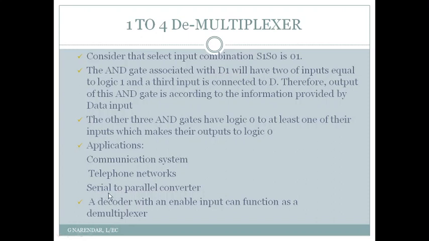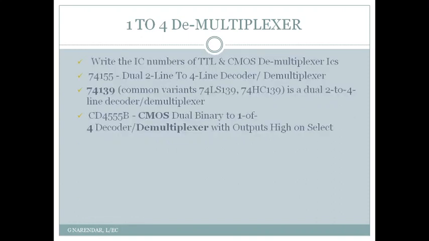At the receiving end, when the data is to be processed by a computer, the serial data received on a single transmission channel should be converted back to parallel, and this can be achieved by using the demultiplexer. So overall, the demultiplexer is very useful in communication systems and telephone networks and in serial to parallel conversion. Next we look at some of the important IC numbers from both the TTL and CMOS families of the demultiplexer ICs.